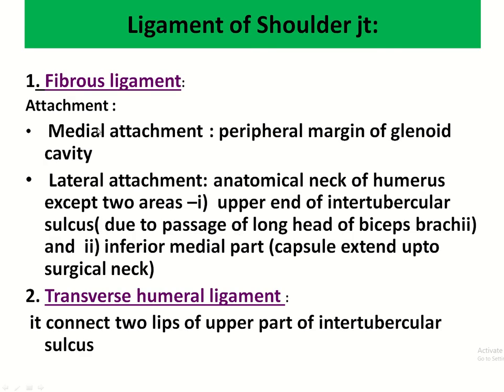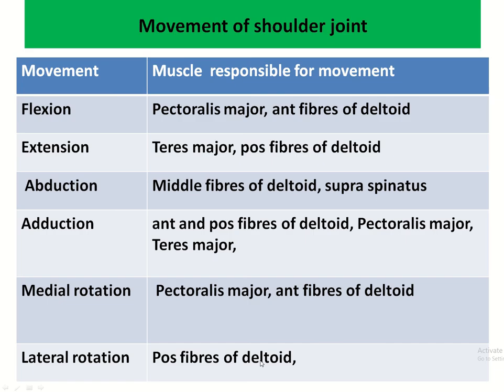The ligament of the shoulder joint: fibrous ligament attachment. Medial attachment: peripheral margin of the glenoidal cavity. The lateral attachment: anatomical neck of the humerus, except at the upper end of the intertubercular sulcus due to the passage of the long head of the biceps brachii, and in the inferior medial part, the capsule extends up to the surgical neck. The transverse humeral ligament is connected to the lip of the upper part of the intertubercular sulcus.